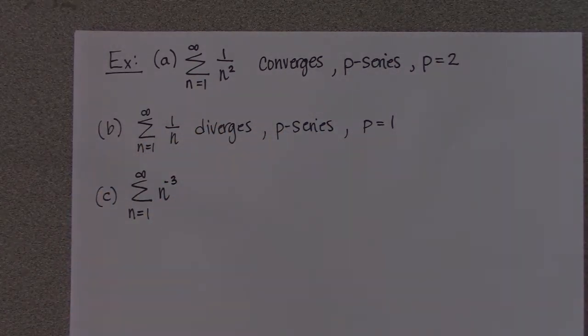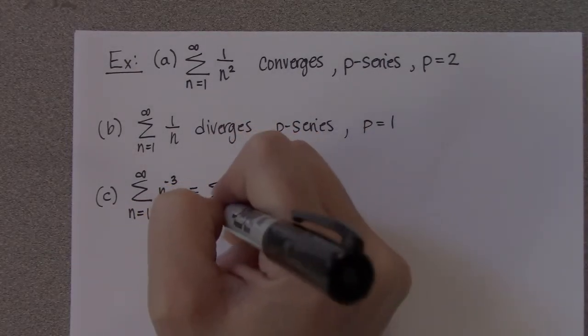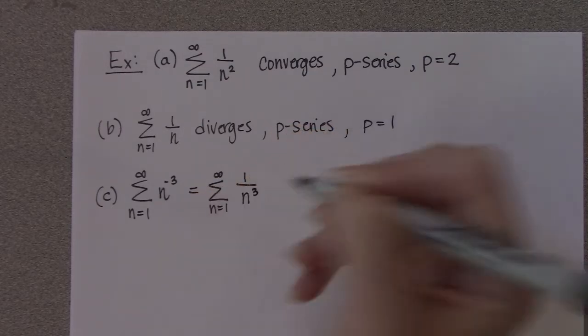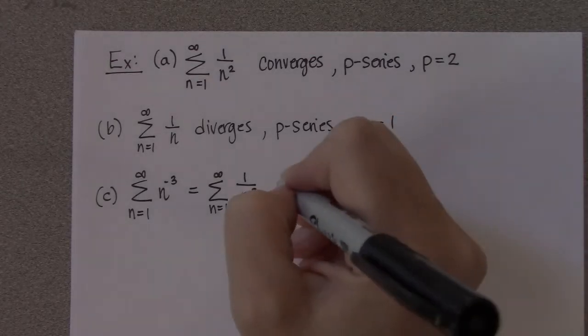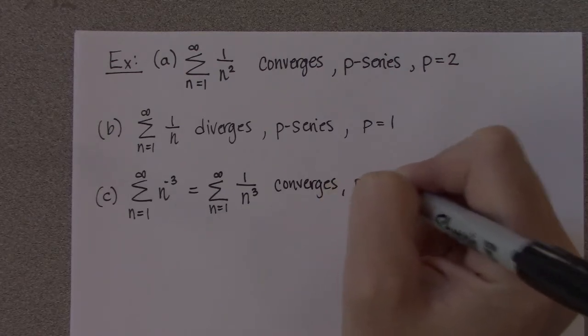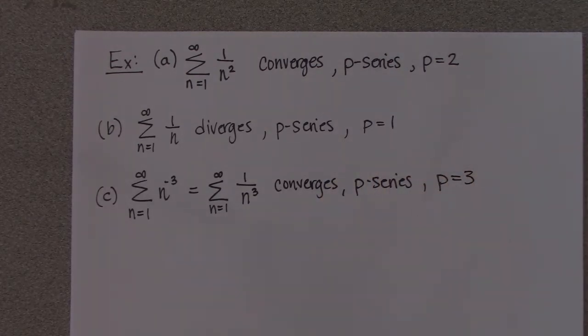So if I gave you something like this, well, we would rewrite it. I do want to see you at least do this next step. I do want to see you change it into the form of a p-series. And then you can say it converges because it's a p-series where p equals 3.